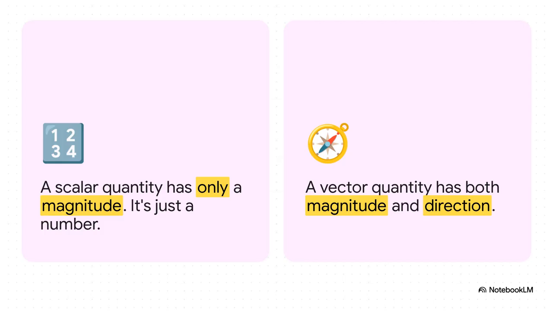And this right here really gets to the heart of it. A scalar is just a number. That's it. It tells you how much of something you have, its magnitude. But a vector has a purpose. It tells you how much and which way. It has both magnitude and direction.